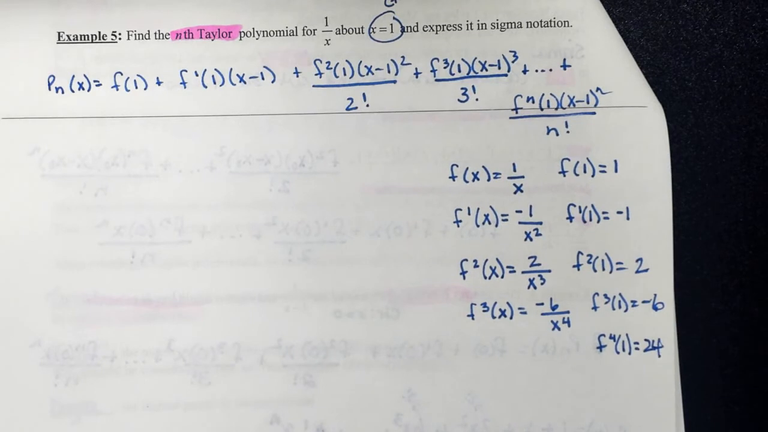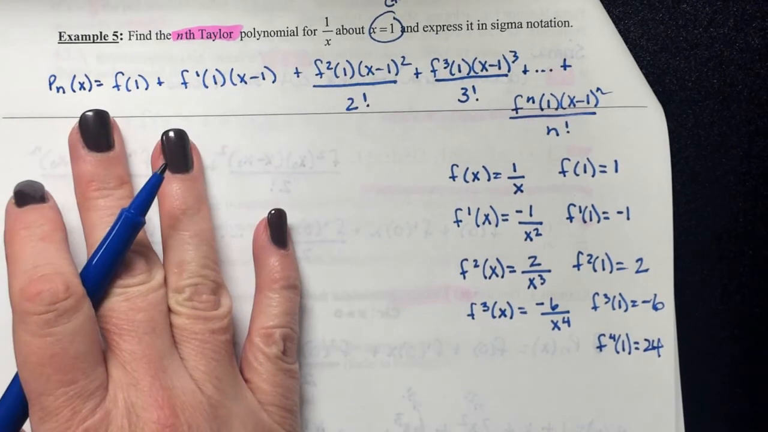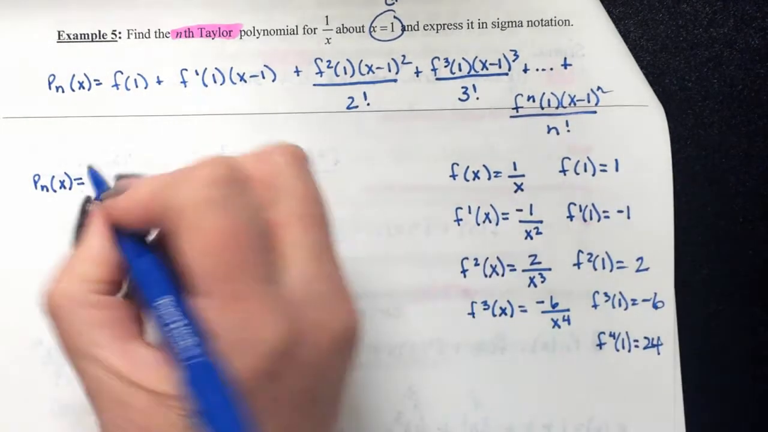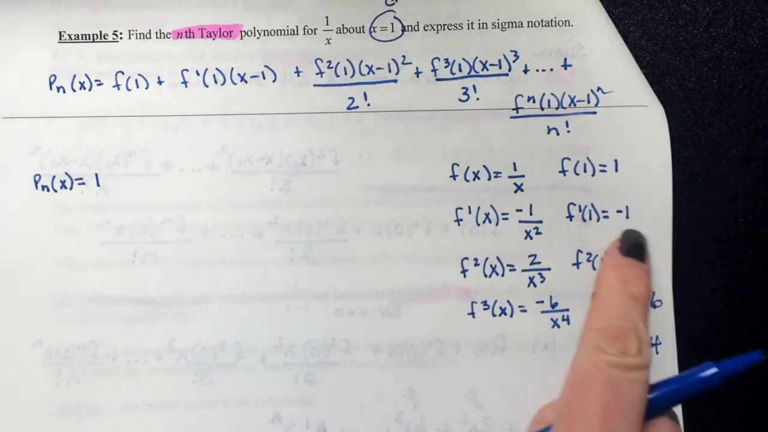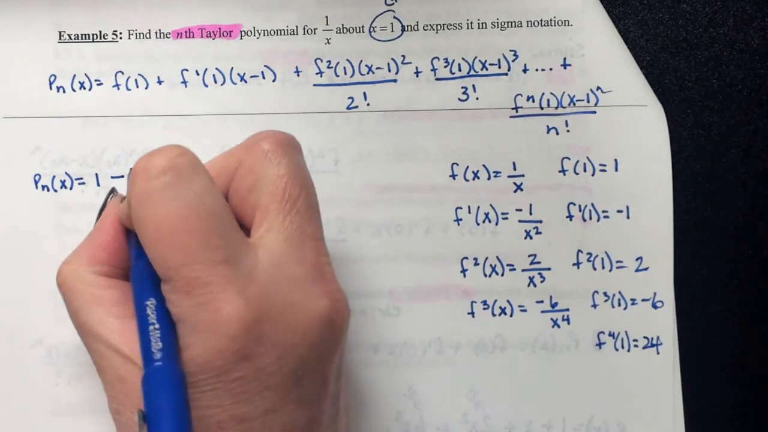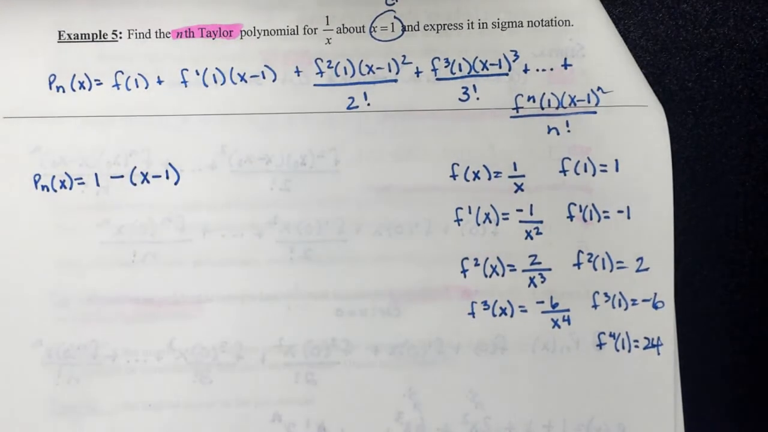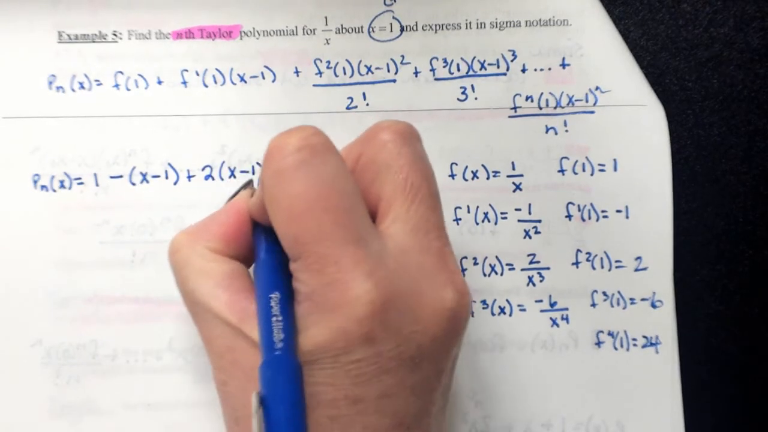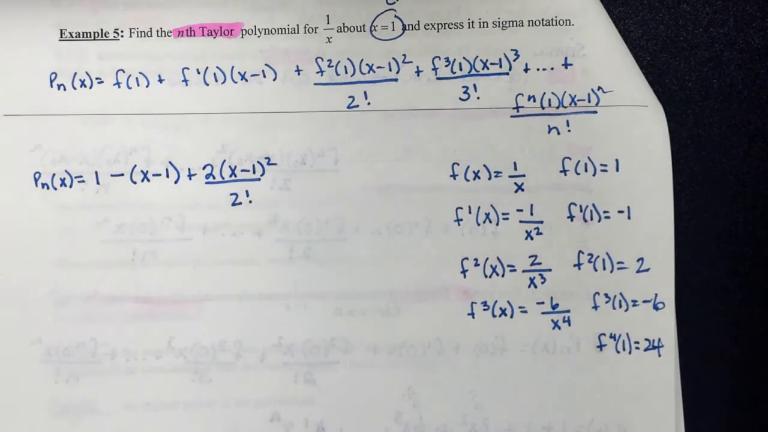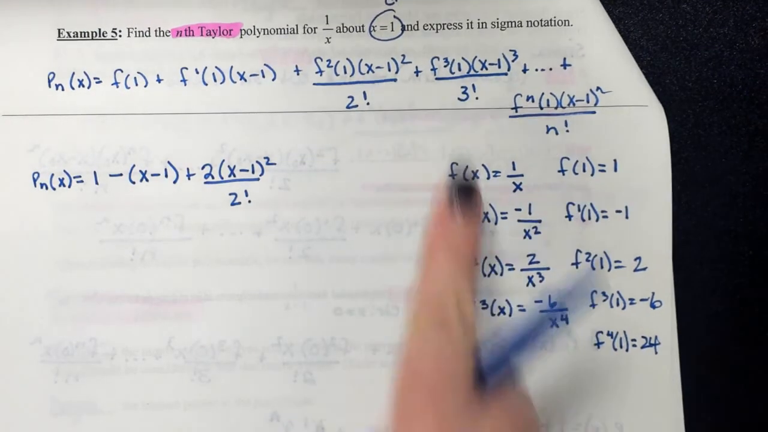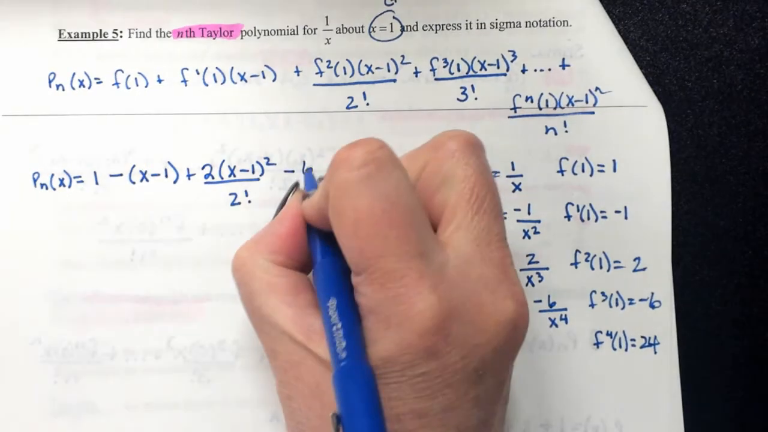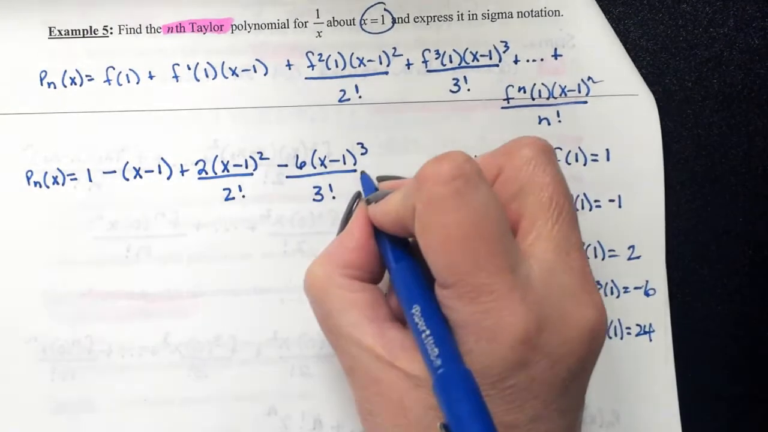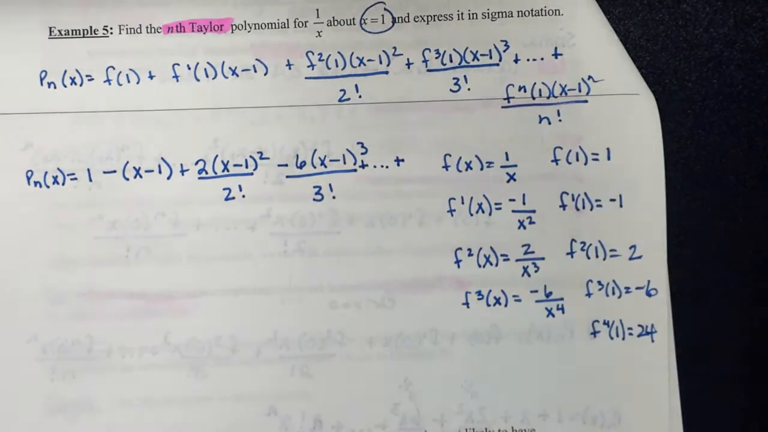Okay? So now I'm ready to start generating this Taylor polynomial. So f of 1 I found to be 1. F prime of 1 I found to be negative 1. So I can write this as 1 minus the quantity x minus 1. The second derivative at 1 was 2 times x minus 1 to the second over 2 factorial. The third derivative at 1 we found to be negative 6. Plus dot dot dot plus.